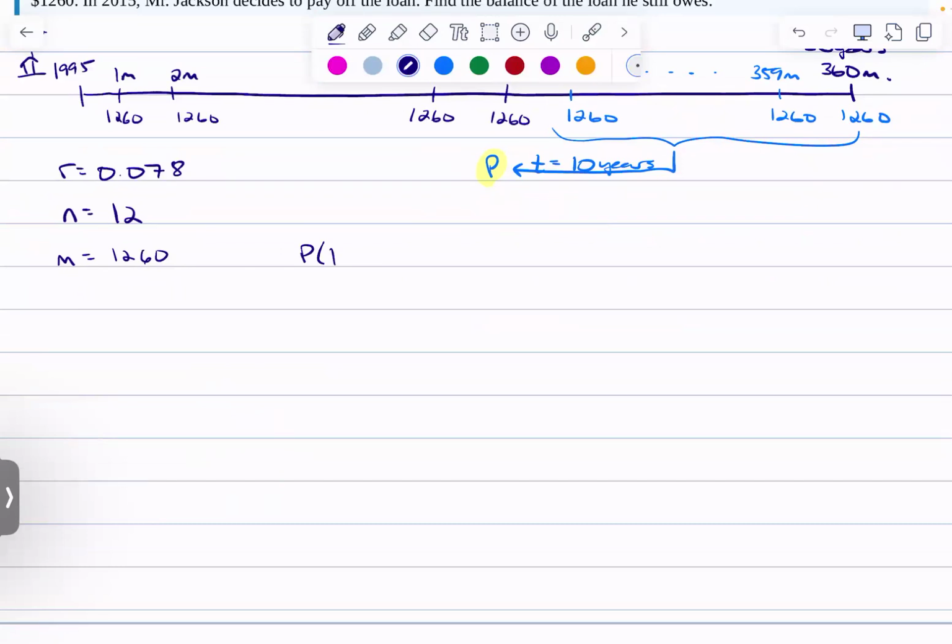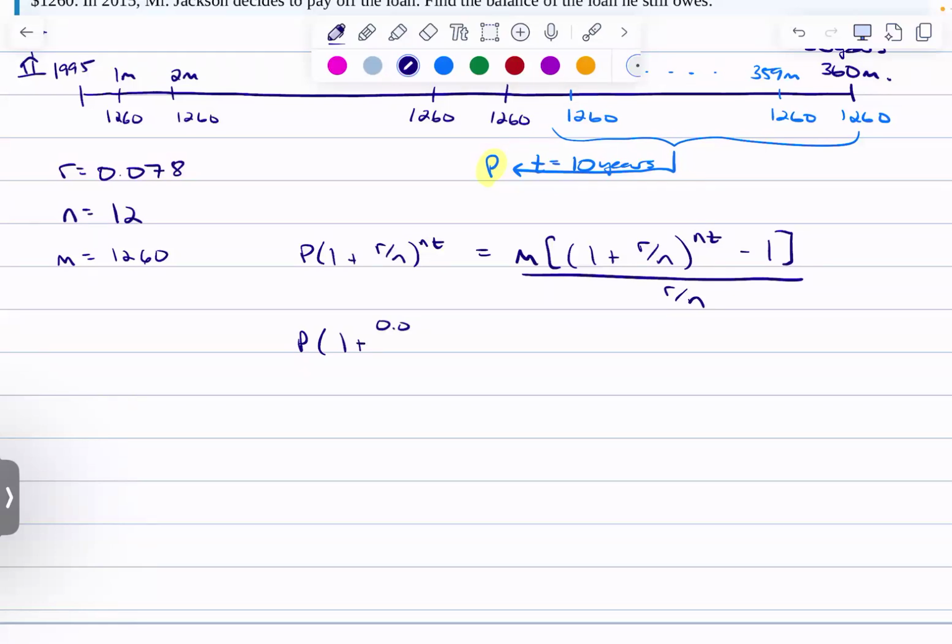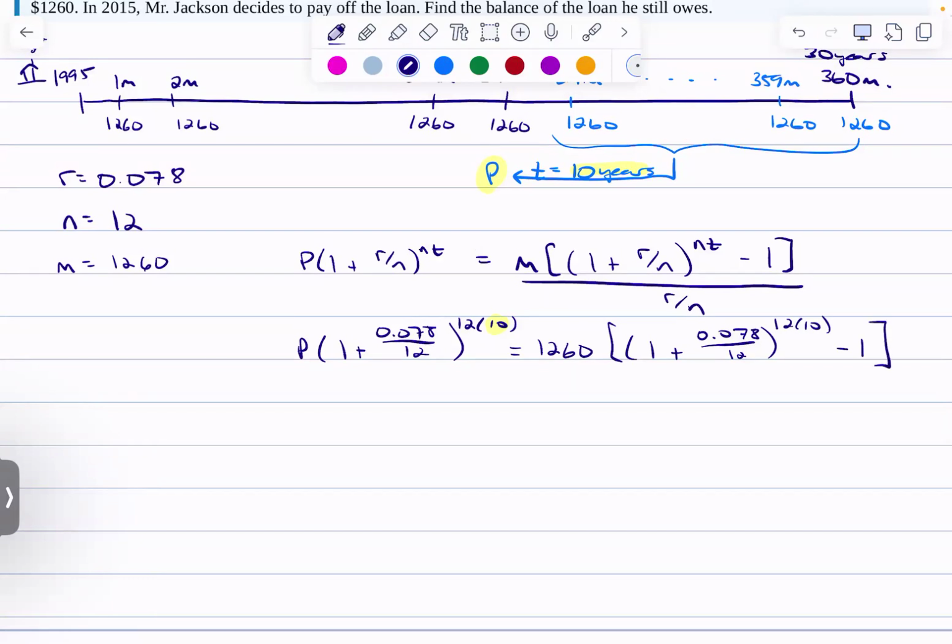Okay. P times 1 plus R over N to the N times T is M times 1 plus R over N to the N times T minus 1 divided by R over N. I've got all these components except for P, and that's the way I like it. 1 plus 0.078 divided by 12, to the 12 times 10 years, because that's the only change. 1260 times 1 plus 0.078 divided by 12, to the 12 times 10, minus 1, over 0.078 divided by 12.